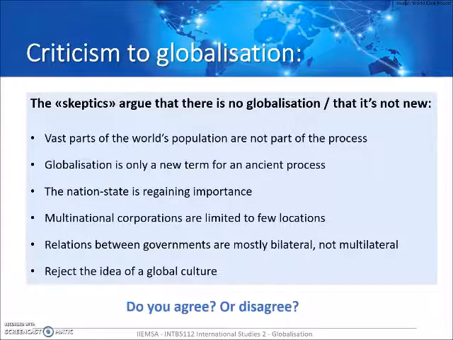Here as well, a question: do you agree? Do you disagree? Which arguments make sense to you? Which ones do you think are rather weak arguments? Also something to discuss.